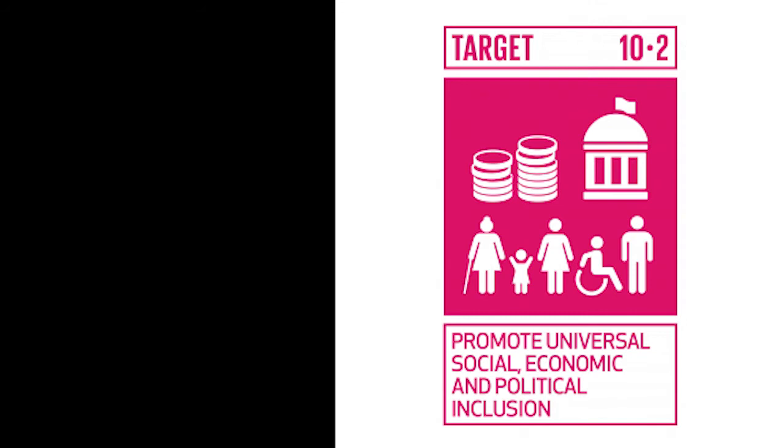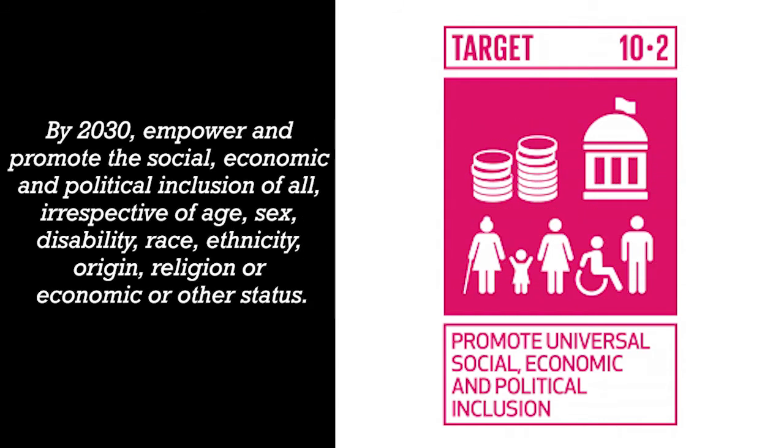Target 10.2, promote universal social, economic, and political inclusion. By 2030, empower and promote the social, economic, and political inclusion of all, irrespective of age, sex, disability, race, ethnicity, origin, religion, or economic status.